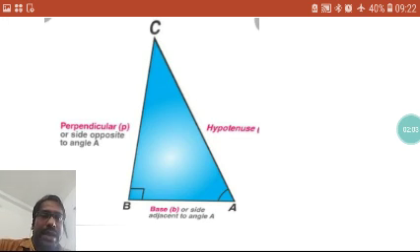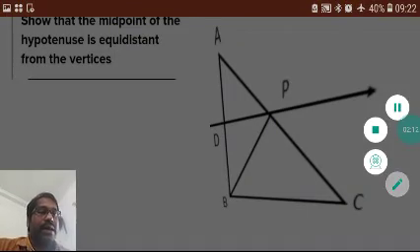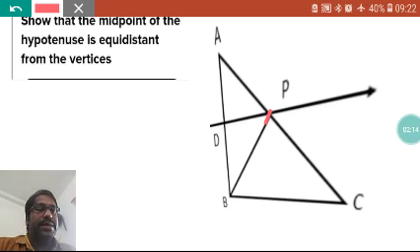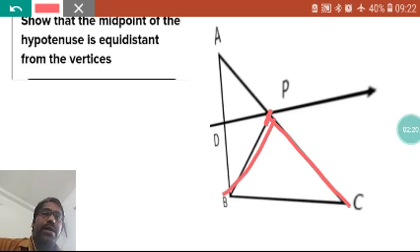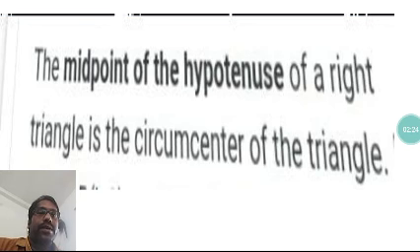One more important thing I would like to share with you: the midpoint of the hypotenuse is equidistant from the vertices. This is a very important thing. If this is the midpoint, then the distances to the vertices will be equal, and that point is called the circumcenter. The midpoint of the hypotenuse of a right triangle is the circumcenter of the triangle.